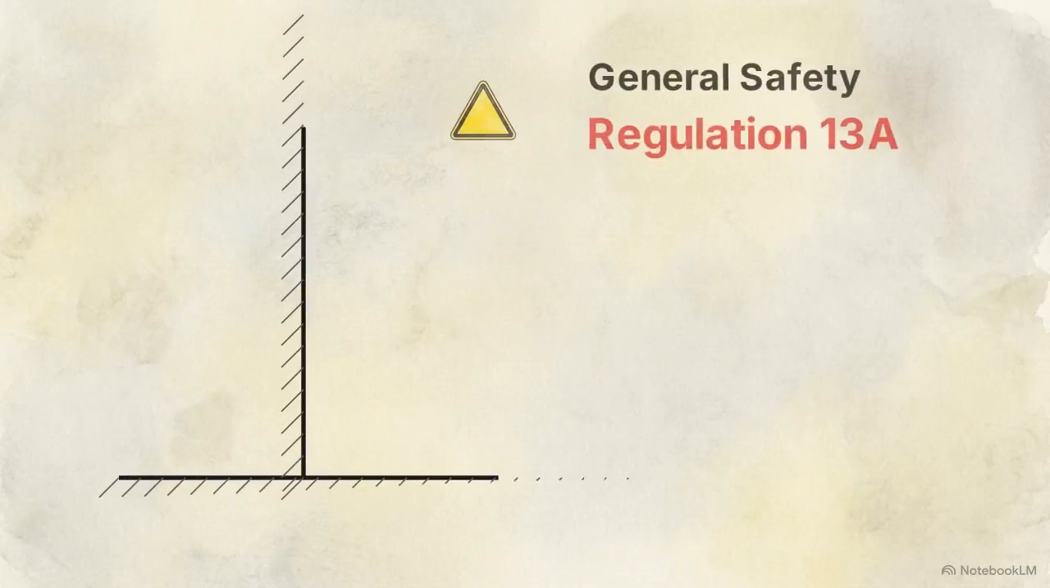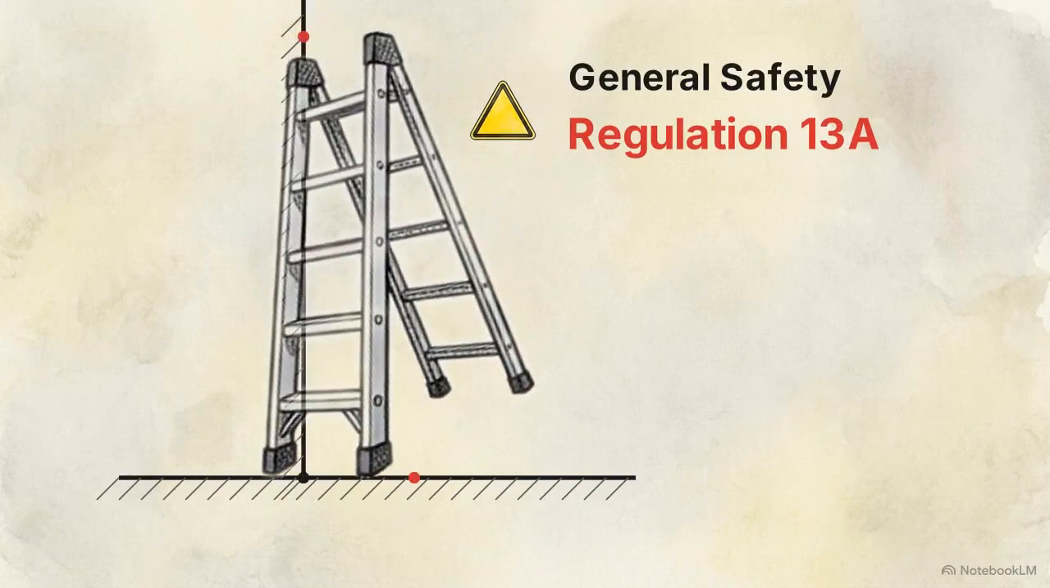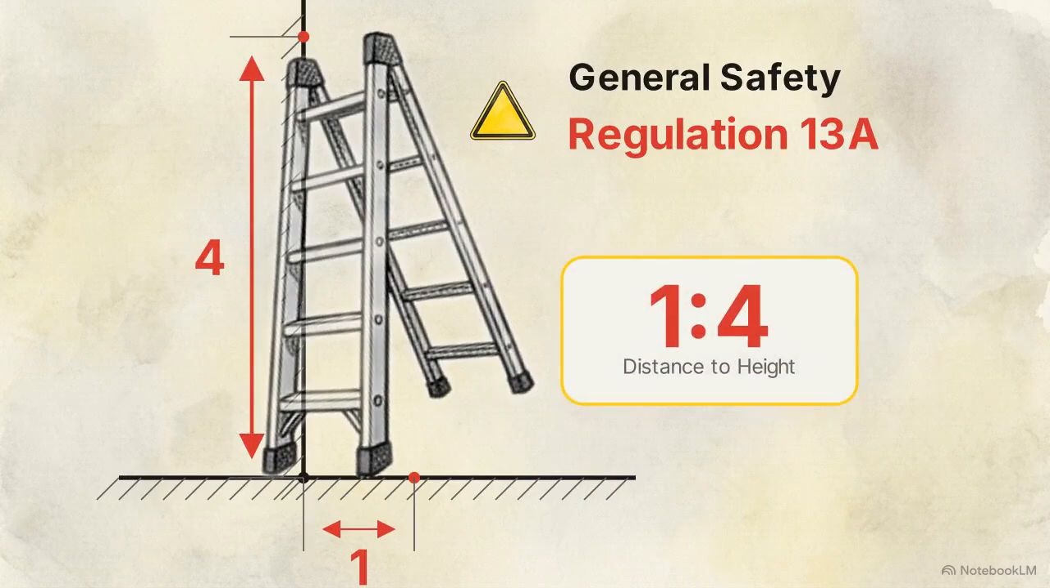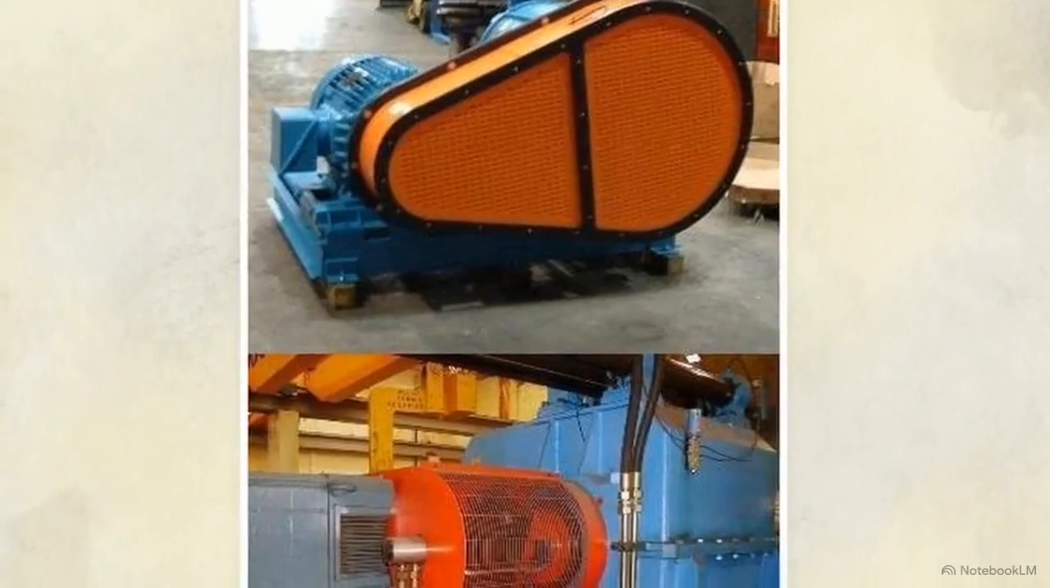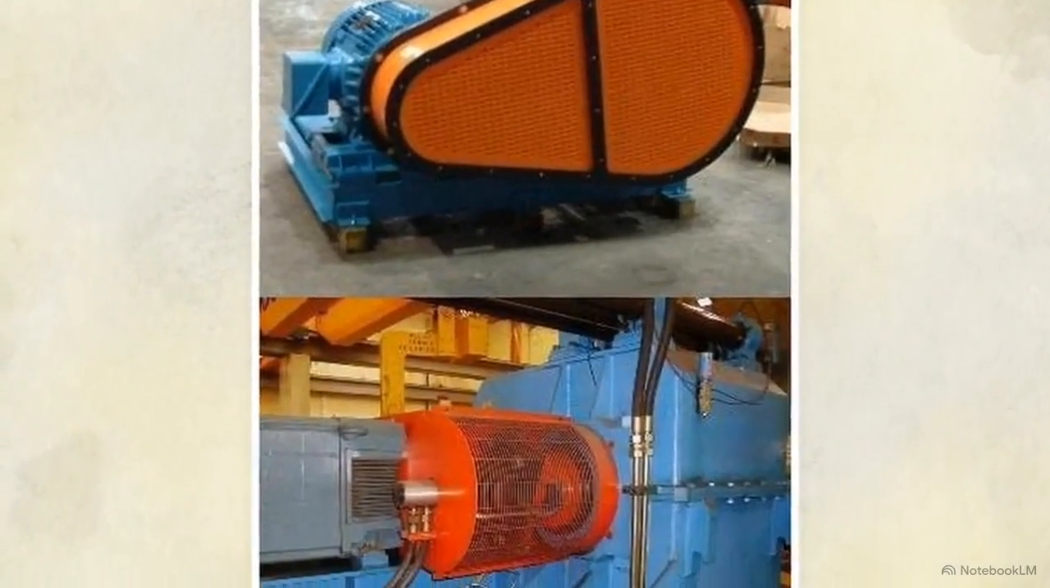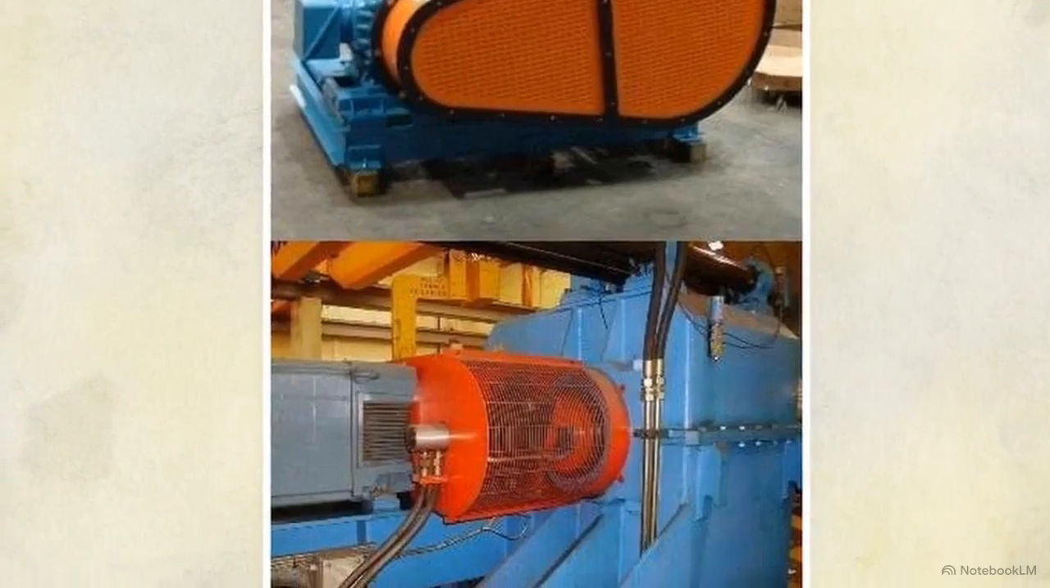This diagram maps out the legal setup for a ladder under General Safety Regulation 13A. The base must be set at a 1:4 distance-to-height ratio from the supporting wall. Here you can see an orange machine guard. All rotating parts and nip points must be physically enclosed to prevent contact.